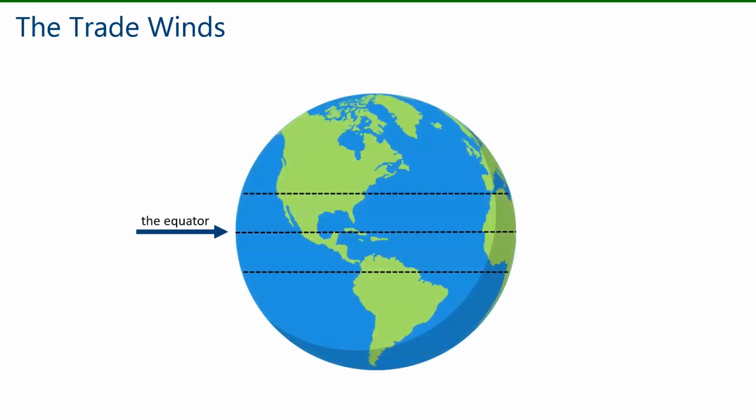Let's look at a diagram showing the location of the trade winds. On our diagram, we notice the equator, and we have 30 degrees north and 30 degrees south marked off. The trade winds will occur between 30 degrees north and the equator and 30 degrees south and the equator, and they move towards the equator deflected to the west.